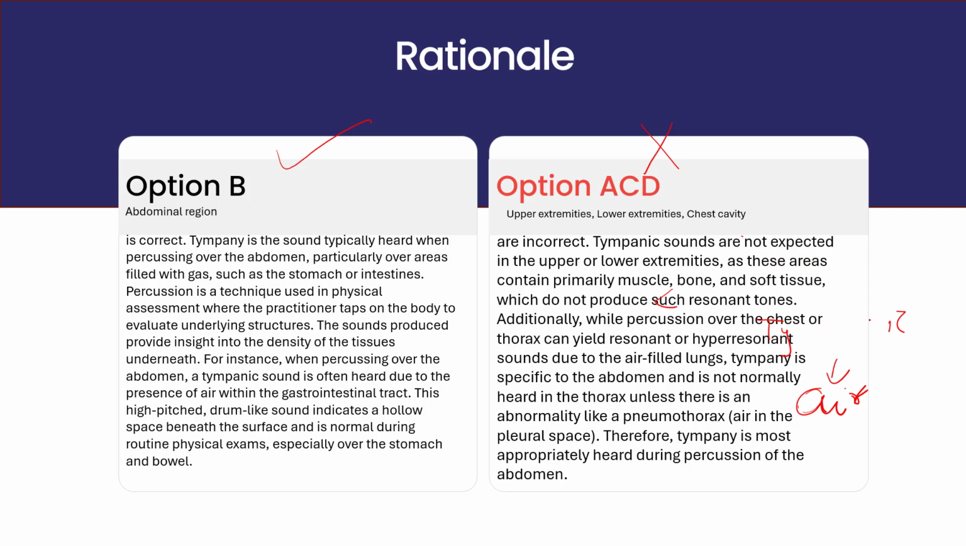Additionally, while percussion over the chest or thorax can yield resonant or hyperresonant sounds due to the air-filled lungs, tympany is specific to the abdomen and is not normally heard in the thorax, unless there is an abnormality like a pneumothorax, air in the pleural space. Therefore, tympany is most appropriately heard during percussion of the abdomen. Let's move on to the next question.